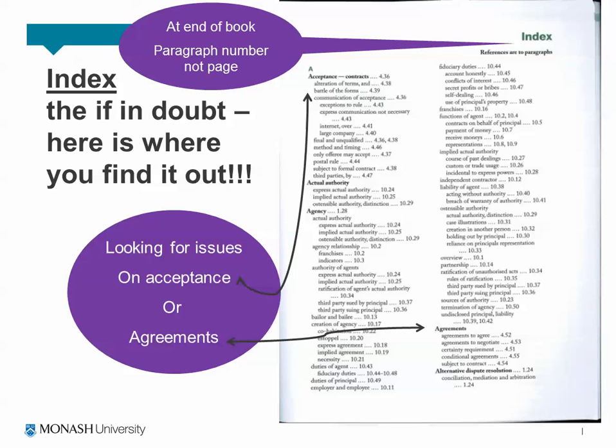So the index is really a great way to start if you've got a particular topic you want to look up, such as agreements, and you want to look up agreements to agree, then you could find that at paragraph 4.52 rather than having to read the whole chapter to find where agreements occur. This is sort of a wonderful part of the text.